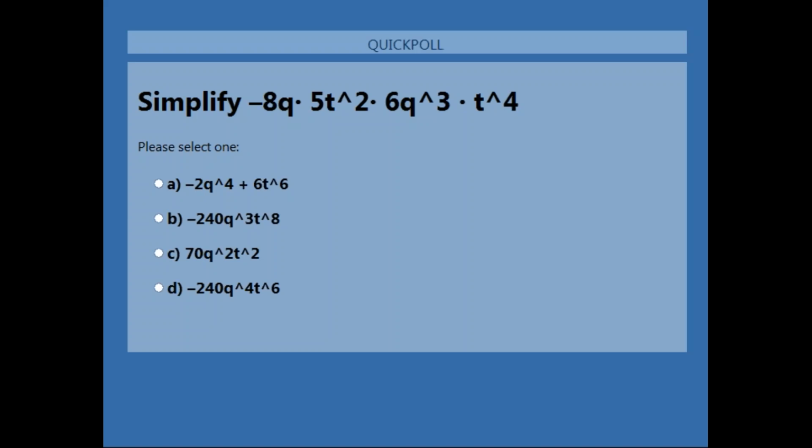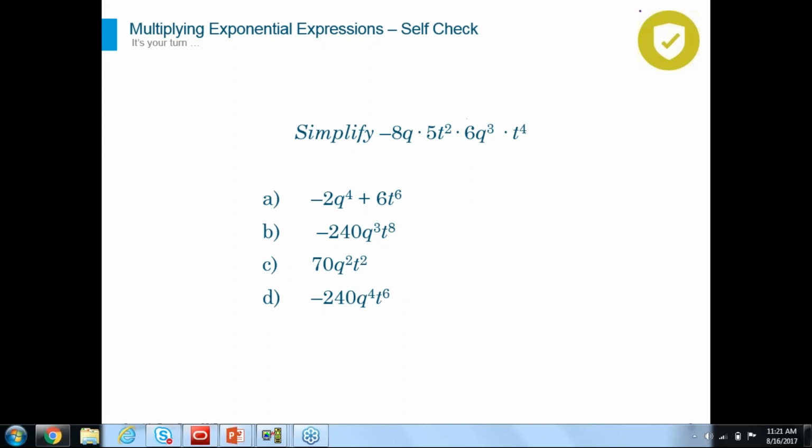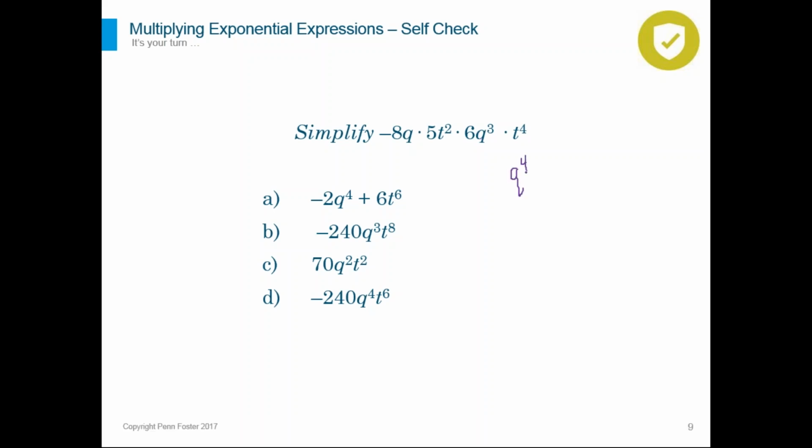Okay, I'm going to do that question with you quickly because it's a short question. So what I'm going to do is look at the q and look at the q, the same variable. We're multiplying and then adding the powers. So it should be q to the fourth, and then multiply the coefficients. Negative 8 times 6 will give you negative 48. I'm not going to look at the coefficients now. To eliminate answers, anything that does not have a q to the fourth is an incorrect answer. So this one has a q to the fourth.